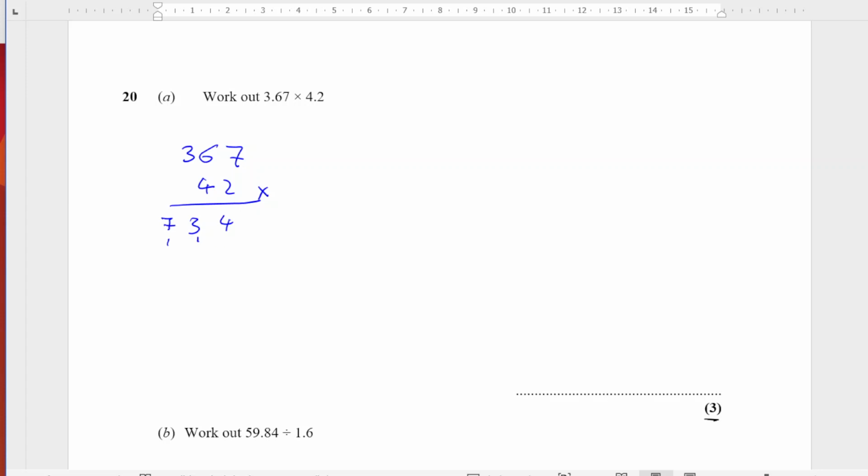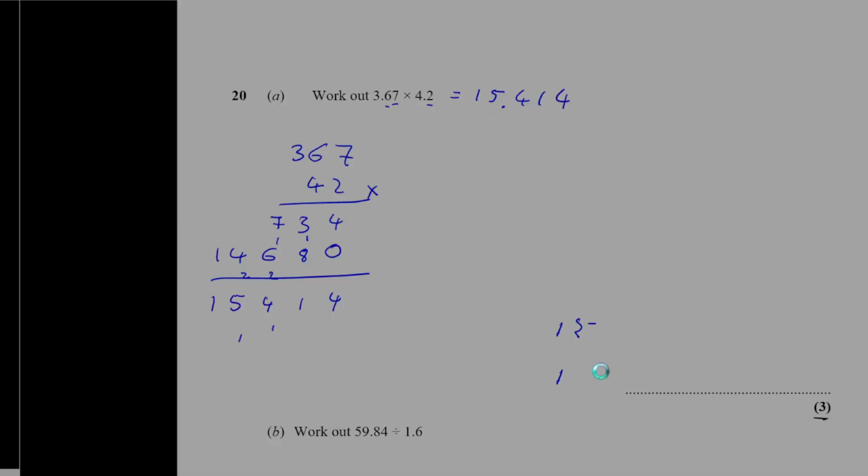I'm now multiplying by 10, so I'll put a 0 in the units column, and then it becomes multiplying by 4. So 4 times 7 is 28. 4 times 6 is 24, plus the 2 is 26. And then 4 times 3 is 12, plus the other 2 becomes 14. I then add those two numbers together. So my digits for the multiplication are going to be 1, 5, 4, 1, 4. Then I look at my decimal placement. My question has got 3 decimal digits, and my answer needs to have 3 decimal digits. So the decimal point would go there. Another way of doing it is saying it's going to be roughly 4 times 4, so in the ballpark of 16. So we're looking at 15.14.